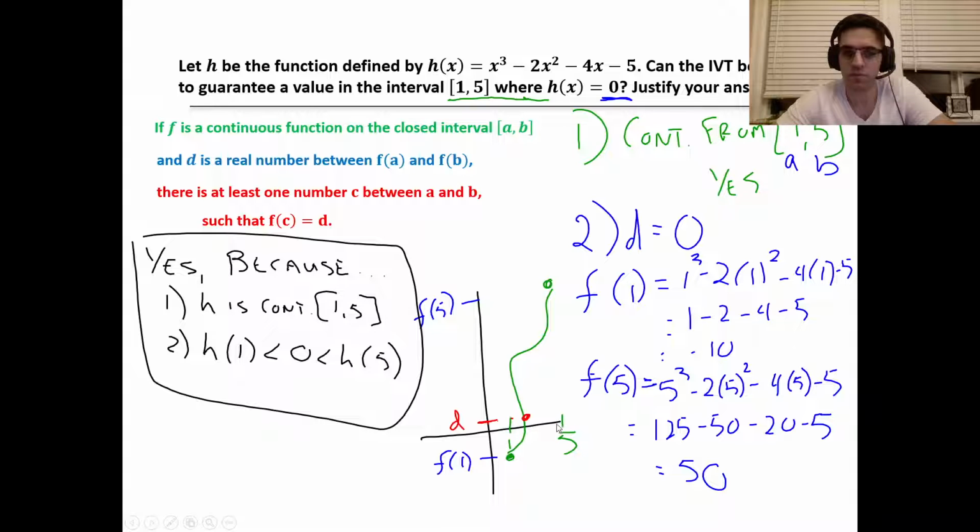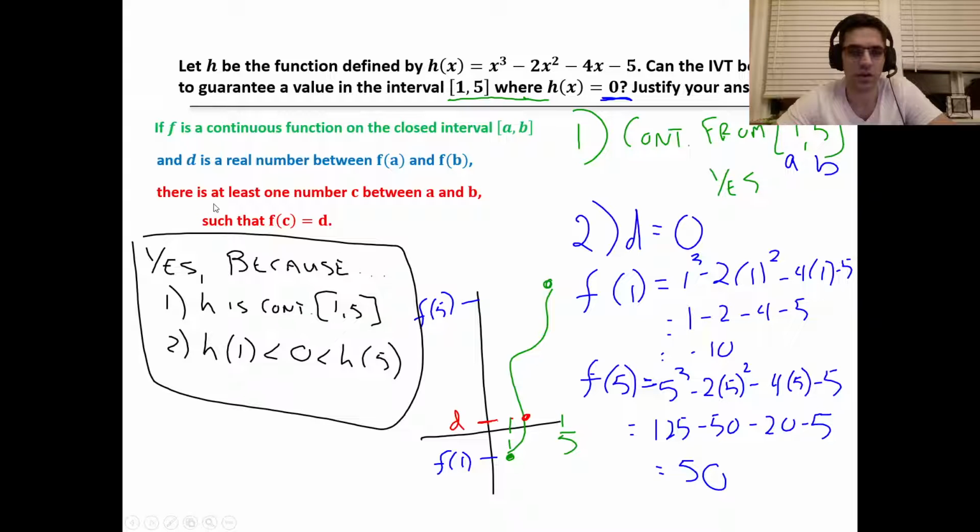So to go from 1 to 5, if we go up from negative 10, at some point we have to cross 0 on our way up to 50. So yes, the intermediate value theorem works for step 2.